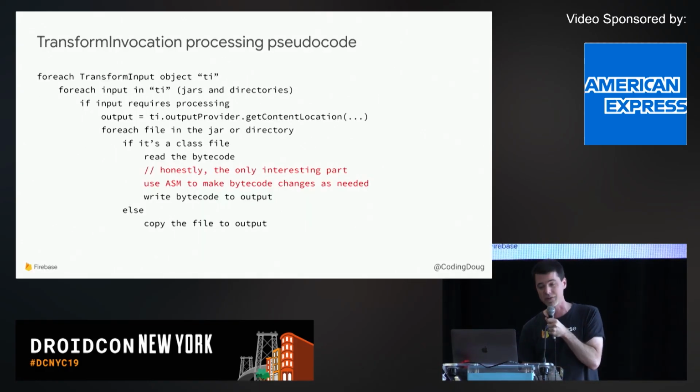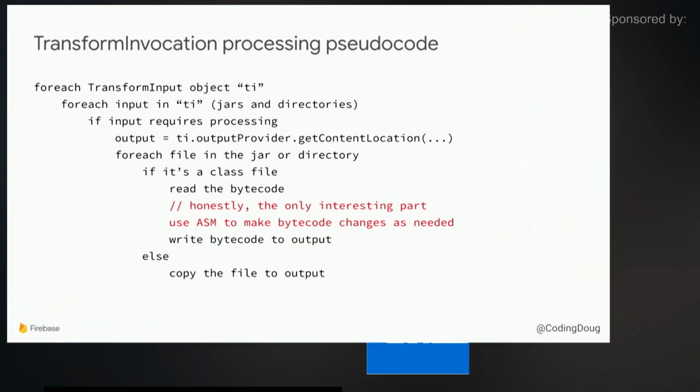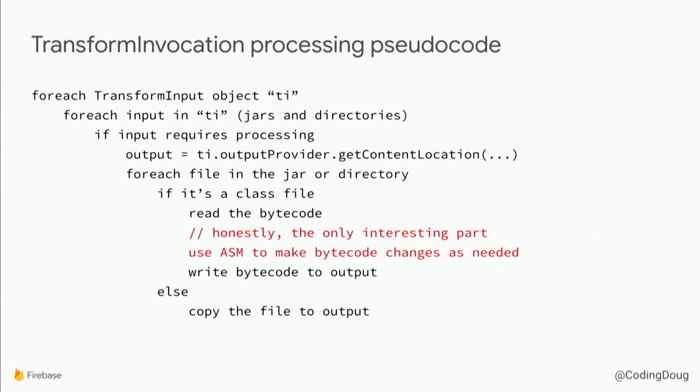Basically, iterate each one of the transform inputs that you get. Then for all the jars and all the directories, iterate all those, figure out if they need processing, get the output location. Now we're doing something interesting. We're going to iterate all the class files and all the directories and jars and do the bytecode manipulations. So we have to find all the classes, load them up, figure out what to do with them, and then write them out into the output provider location. So I'm not going to talk about any of this code except for the bytecode manipulation part because that's where the money is, right?